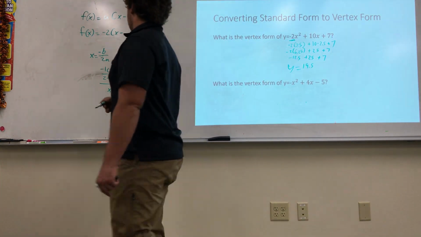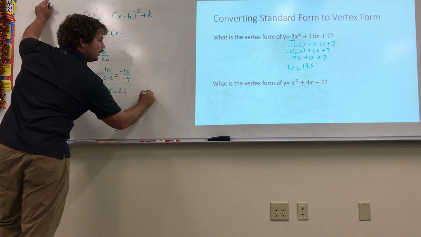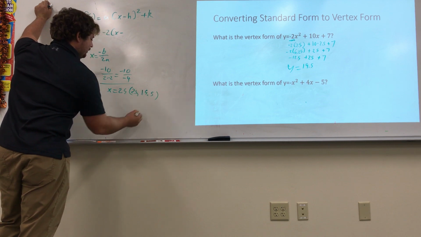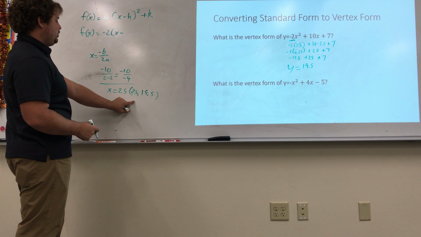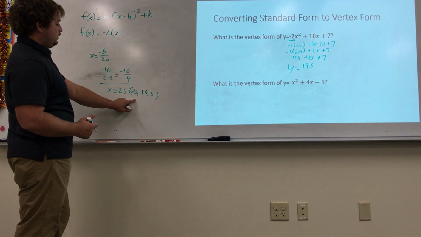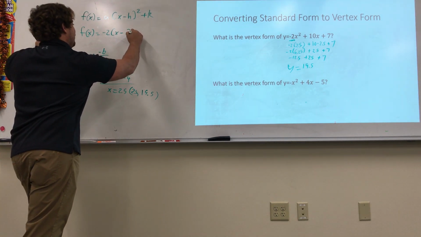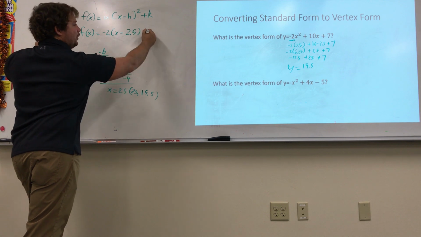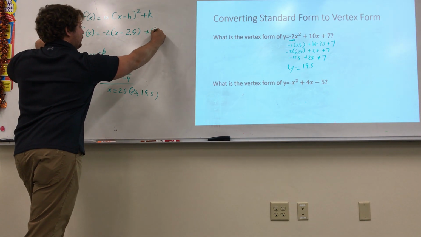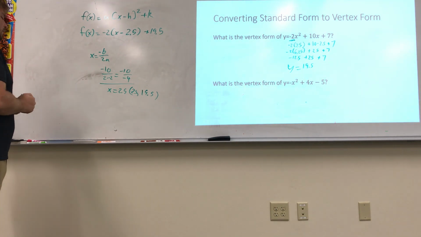Now, if you remember from yesterday, what we just found is our vertex. With vertex form, we used this to see how much we shifted. Well, we shifted to the right 2.5. So this would be minus 2.5. This would be plus 19.5. And then we're back into vertex form.